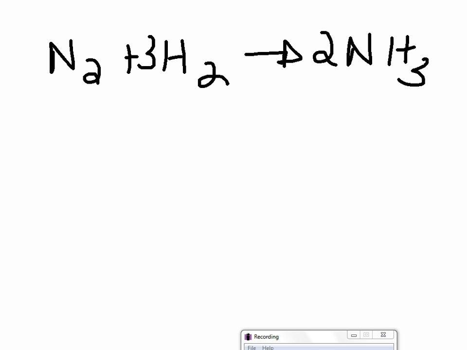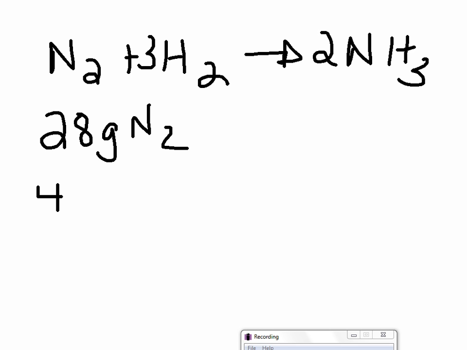Let's say that we have 28 grams of N2 and we've got 46 grams of H2. Well, we need to figure out which one of these is going to be my limiting reactant. And the way that I do that is I need to figure out, do they appear in the perfect ratios in the equation? Remember that the equation doesn't show us a ratio of grams, but a ratio of moles. So we're going to do a molar mass.